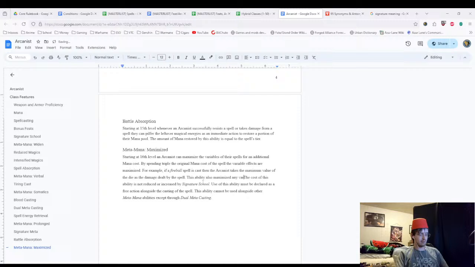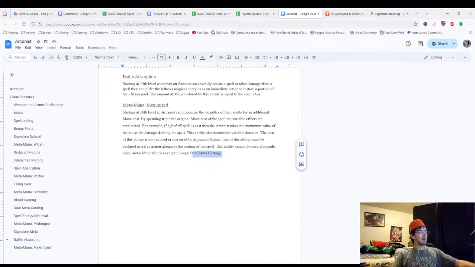Any variable maximizes, not maximize, maximizes any variable, any variable duration, maximizes. Variable duration. The cost of this ability is not reduced or increased by a signature school, and use of this ability must be declared as a free action alongside the casting of the spell, and it cannot be used alongside other metas except through dual meta casting.